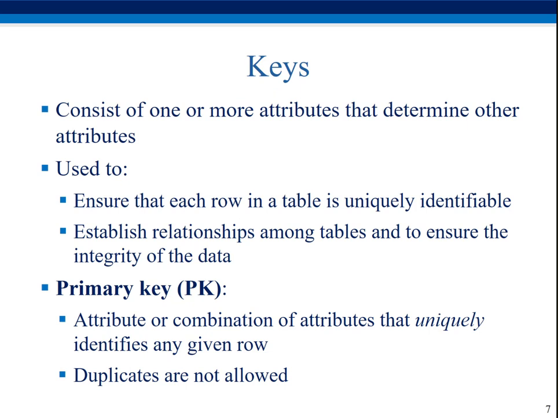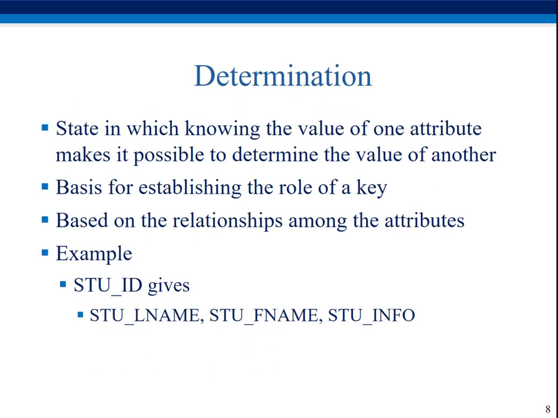We have keys over here, and we talk more about keys later on. Basically, a primary key is the most important key that you have. Keys are used to ensure that each row in a table is uniquely identified. That's what the primary key does. You cannot have two of the same primary keys. So for instance, you cannot have number 1 for student ID and another student have number 1. So duplicates are not allowed. Again, that's something we've talked about.